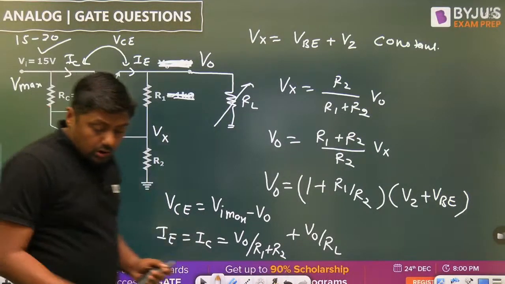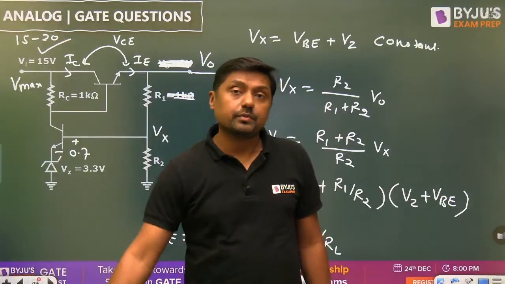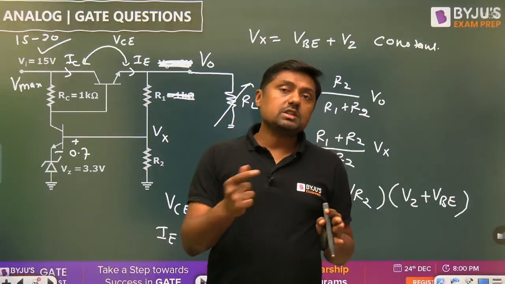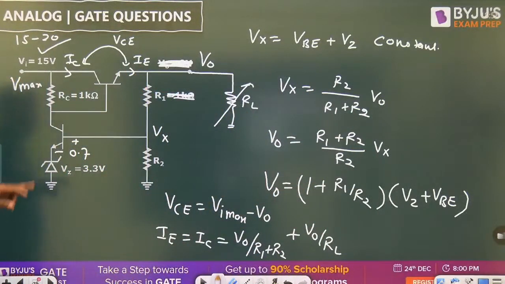Try to solve every type of question, because they may repeat the same question, same diagram. But this time they will not ask R2. They will ask what is the power dissipation across this transistor, what is the power dissipation across the Zener diode. You have to find the VCE at this point, then you can find the power dissipation across this one. What is the IC current here?